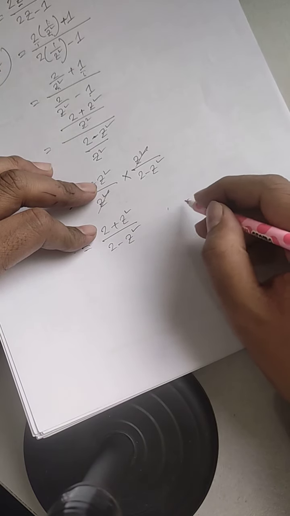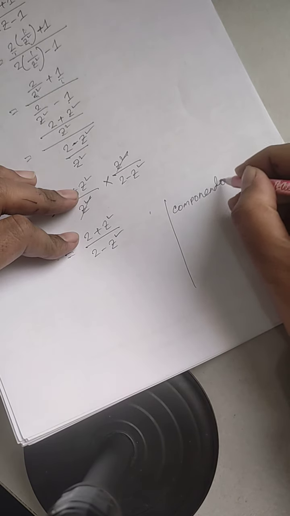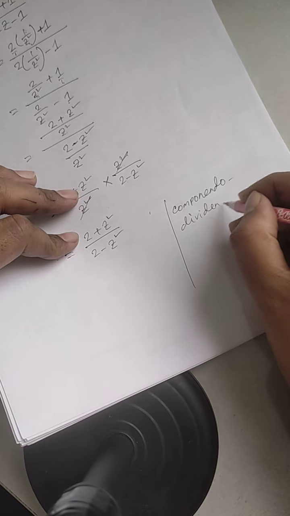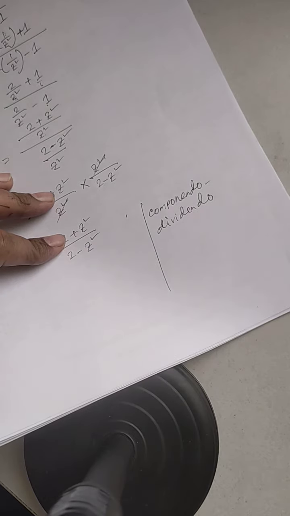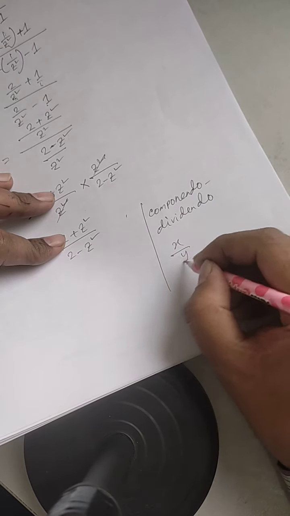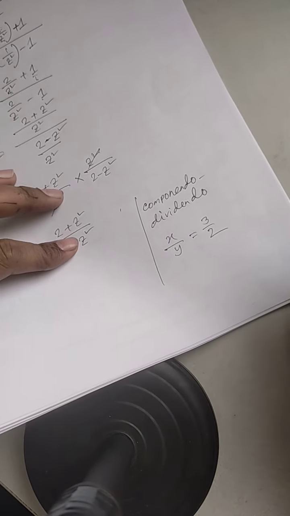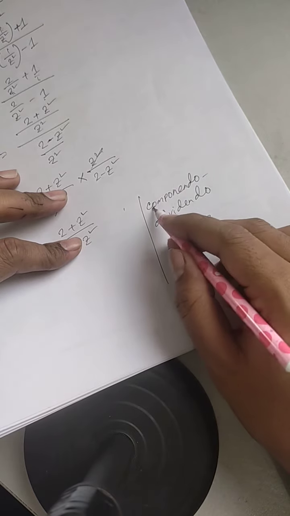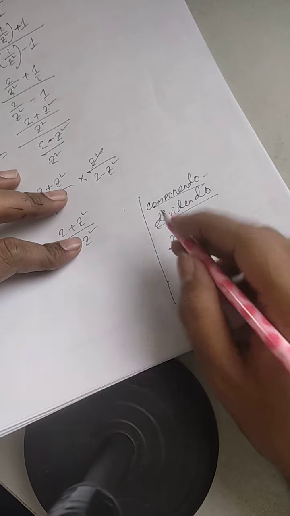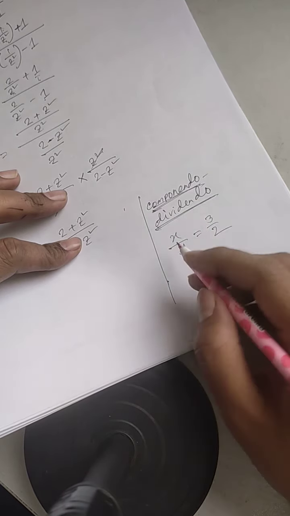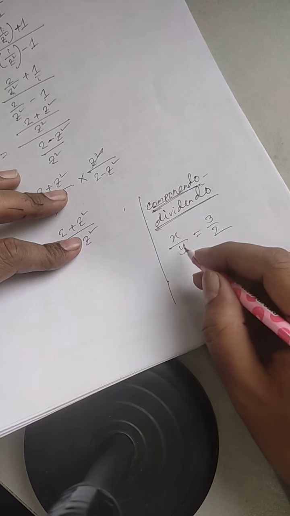This method is known as the componendo dividendo method. Look, if I write x/y = 3/2, the componendo dividendo method is, componendo means plus and dividendo means minus, we have to add the denominator to the numerator.